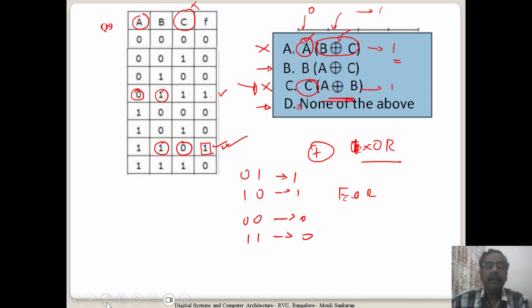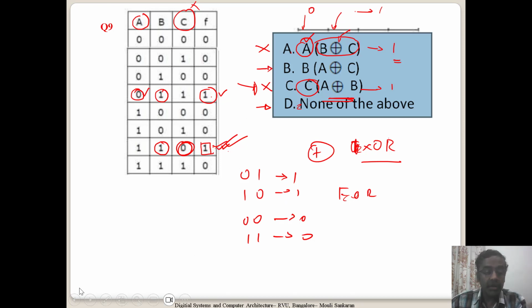understood that A and C cannot be there, because I'm getting a value 1 when A is 0. I'm getting a value 1 as an output when C is 0. That means AND operation I am performing, so it can't be 0. So that is ruled out.